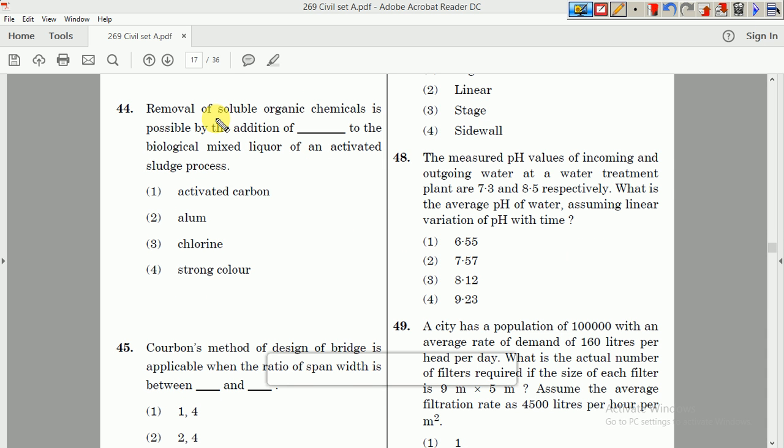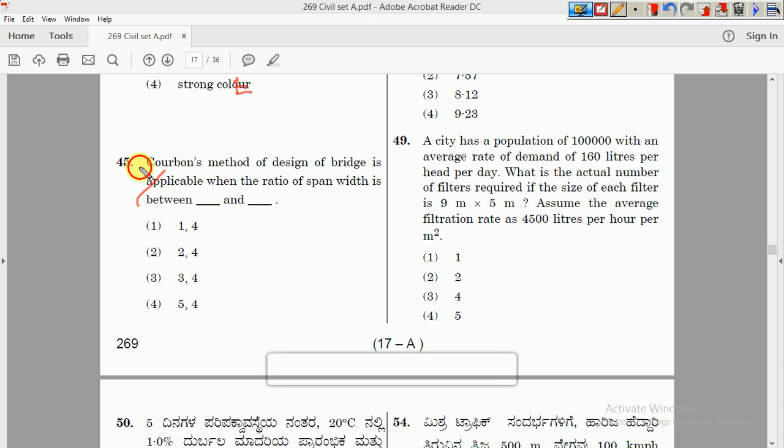It comes in environmental engineering. The answer is activated carbon. Just go through this, it is also an easy question. Okay, these are some of the questions which are very difficult, where no one can answer, because many of us don't know what Kurban's method is. I told you they will ask easy, medium and most difficult questions. This falls under that category. The answer is 2, 4. It comes under the design of bridges.